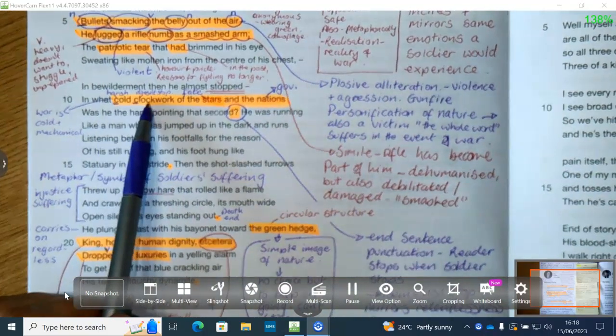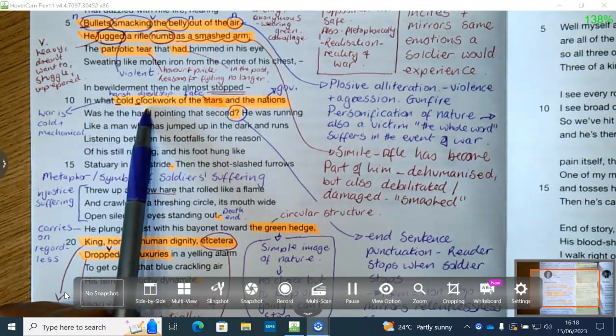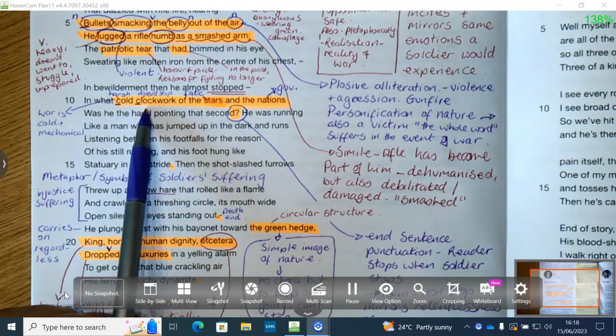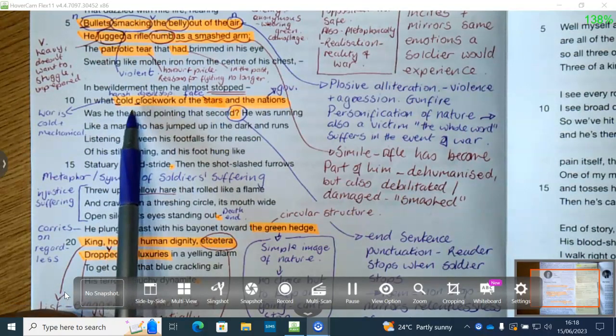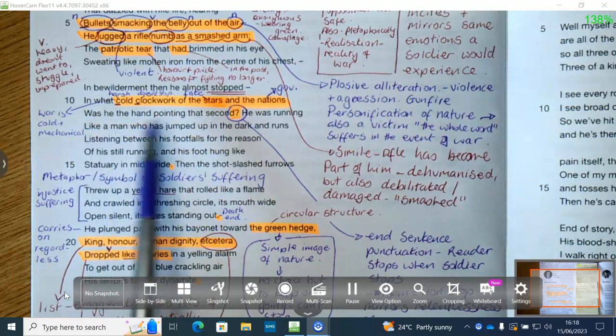So again, we've got this alliteration, cold clockwork. A clock doesn't stop. It keeps on ticking. That's what I've scribbled there. Doesn't stop. And this is the idea that war just carries on, or society just carries on. And this is quite a harsh mentality. That's how we can interpret the word cold here. Again, we've got this plosive alliteration, and it's telling us this idea of war being cold and mechanical. They're sort of just fighting. They're just a part of a big machine, fighting against another nation.